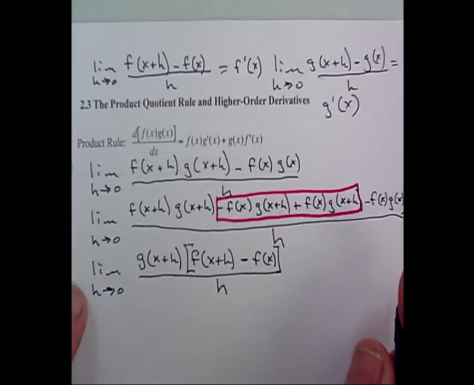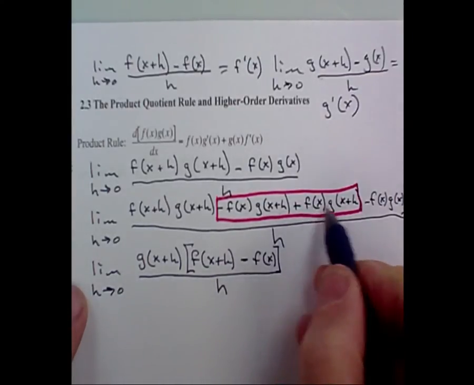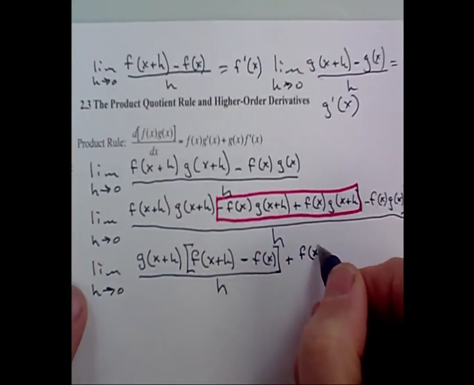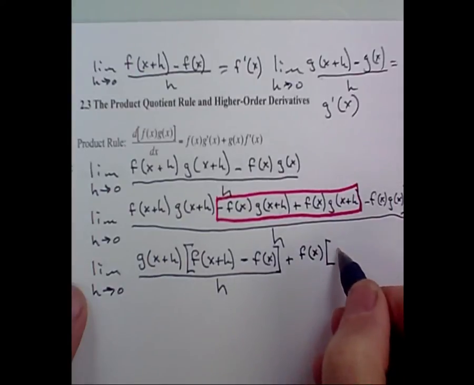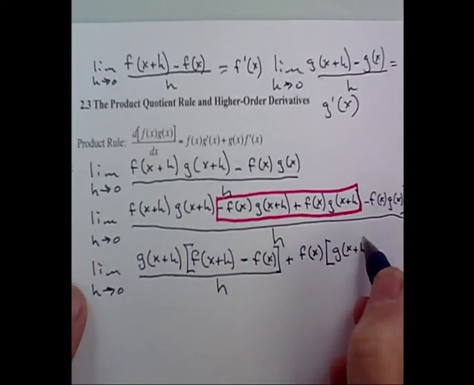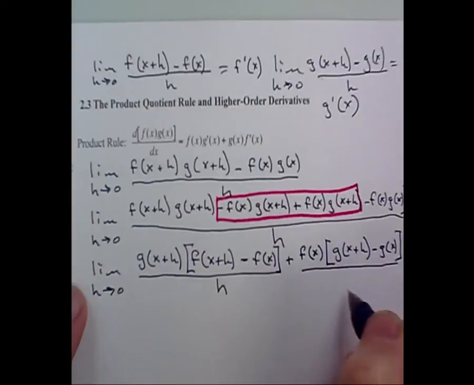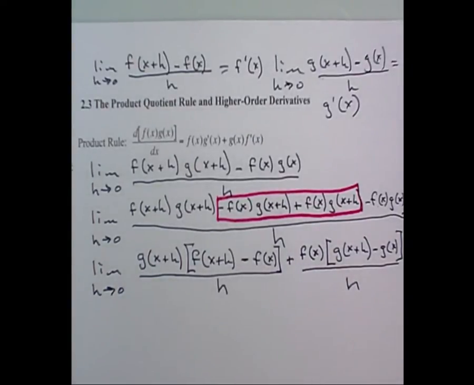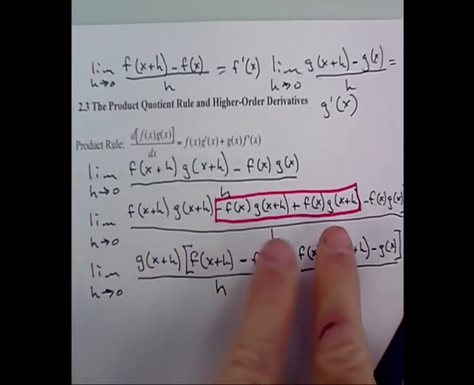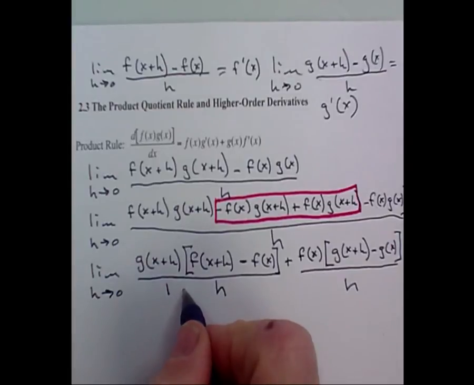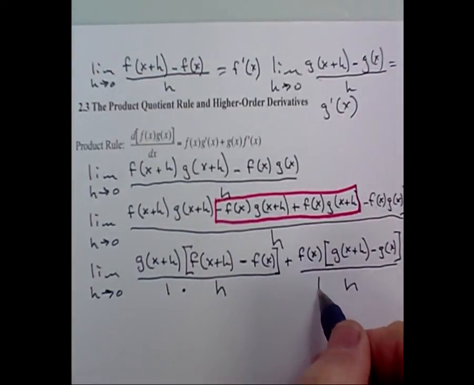And what I'm going to do over on this side, if you look over here, I have an f of x, so I'm going to factor out an f of x, and that's going to give me g of x plus h minus g of x, and that's going to be over h. So I took this portion, brought it over to the left, and I took this portion and brought it over to the right, and separated them and made them two fractions. Okay? And right here I can say h is the same as 1 times h, and I could do that over here.